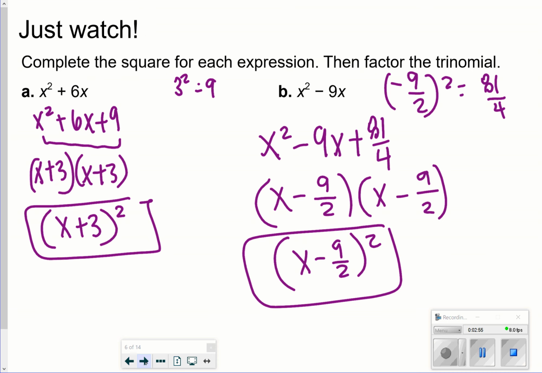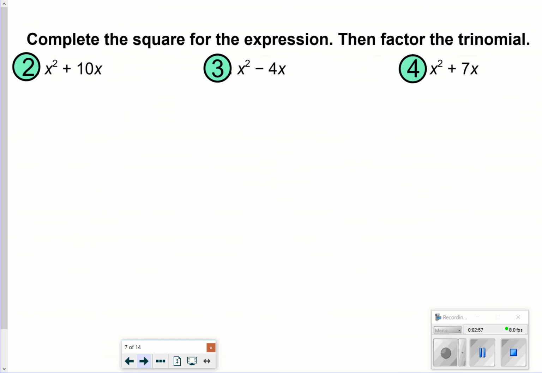Okay, so we're going to try the next 3, and I'm going to get you to try these on your own. So let's go ahead and pause the video so you can try questions 2, 3, and 4 in your notes. And once you're done, click play to check your work.